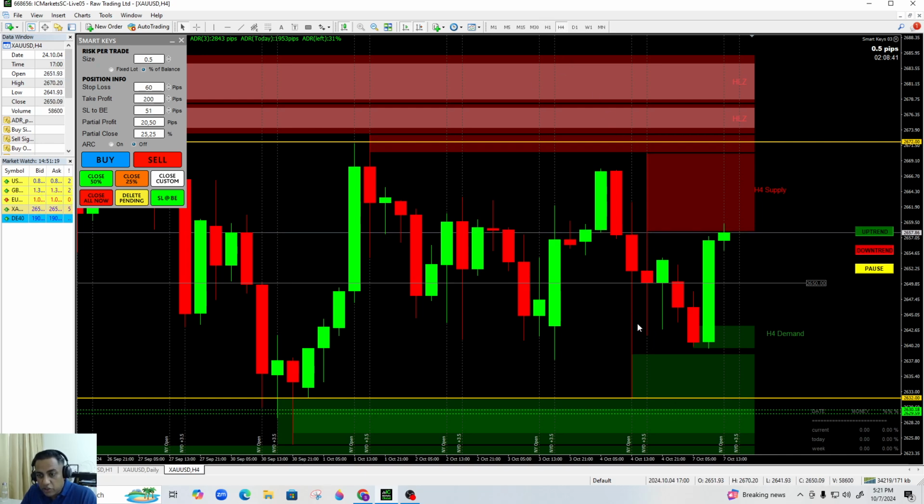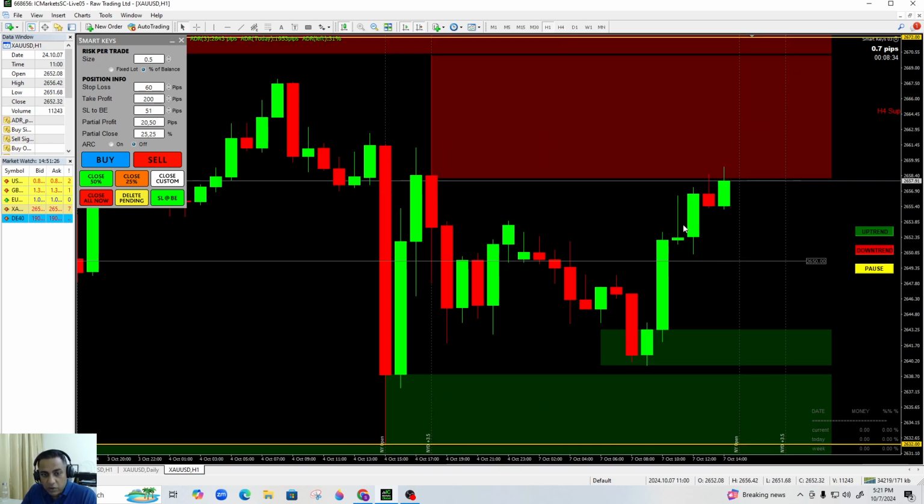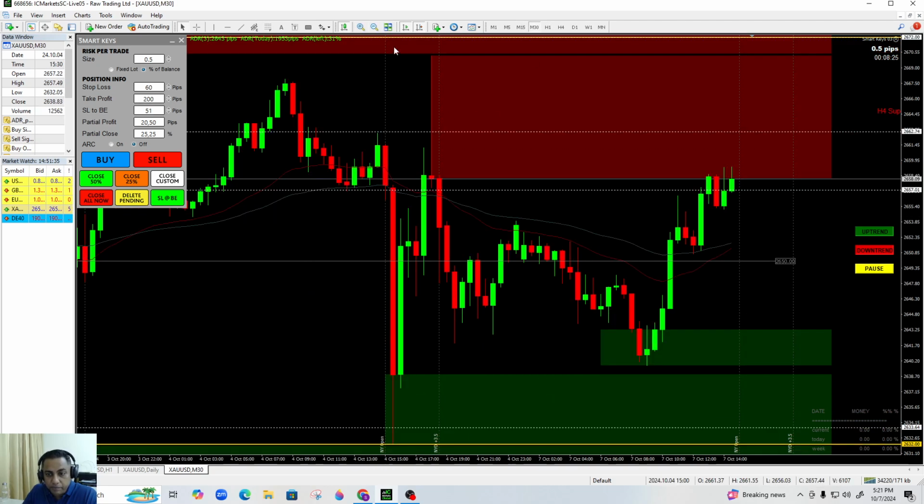So we'll have to go down to the H1 because on the H4 it's not visible. It's just two wicks, a wick going up and a wick coming down. If you go down on the H1, again it's not visible. It's not taken out this. Probably look at the M30, and this move down took out this, right? This move down took out this demand.